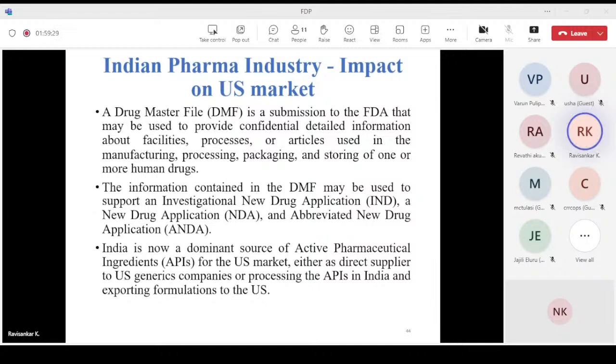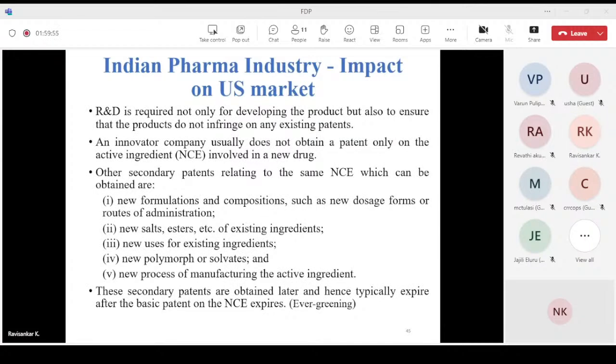To this 3-day virtual workshop hosted by Sierra College of Pharmaceutical Sciences, I would like to congratulate our respected correspondent, Mr. M. Rajaram Mohan Rao Garu, and our dear dynamic and visionary principal, and all the staff members for taking the initiative to conduct a workshop on this important and most useful topic. Active pharmaceutical ingredients for the US market, either as direct supplier to US generic companies, and exporting formulations to the US.